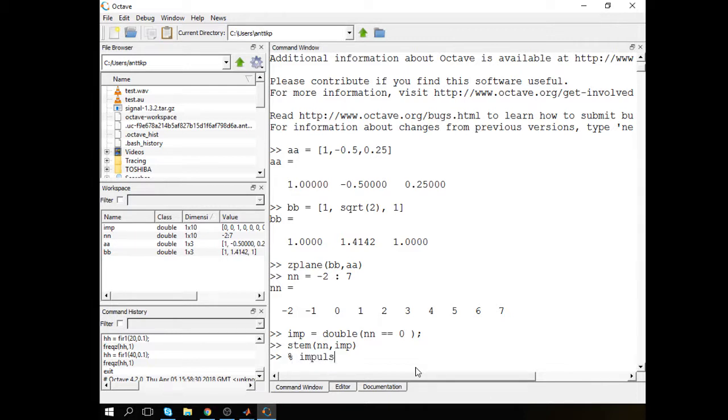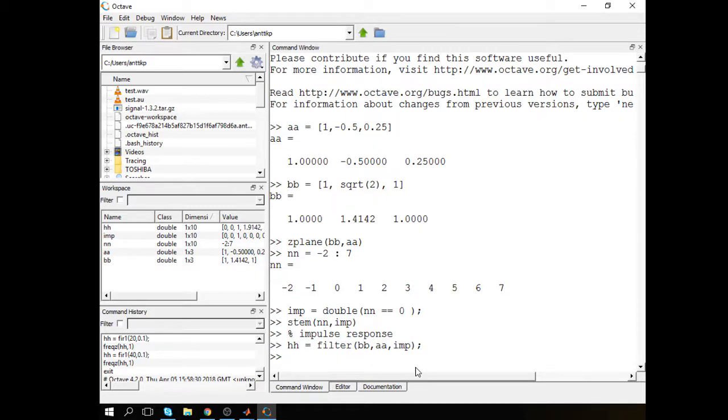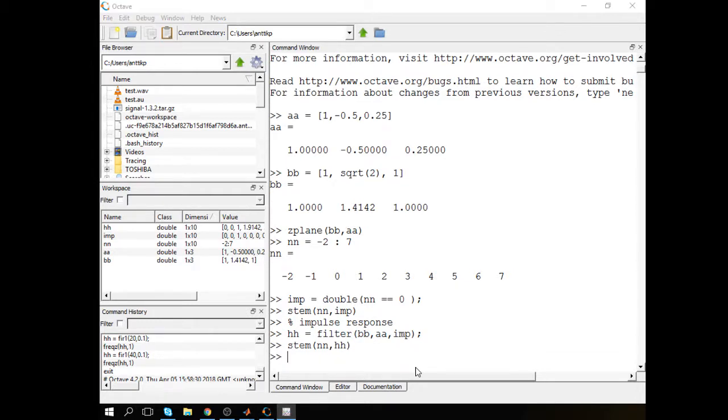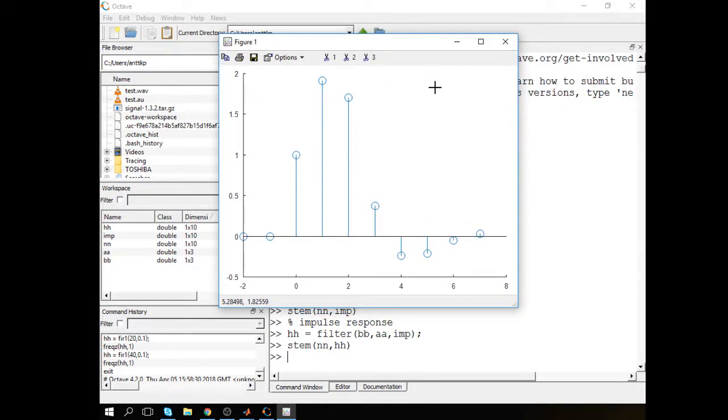So, impulse response. HH equals filter. Filter is the linear time invariant system implementation in MATLAB. BB, AA, and then the signal int. Okay, there we go. And we can plot that one, stem NN, HH. And we get that's the impulse response.